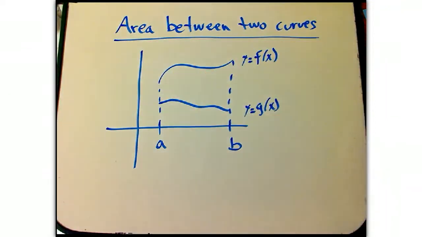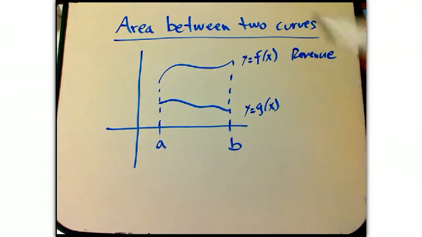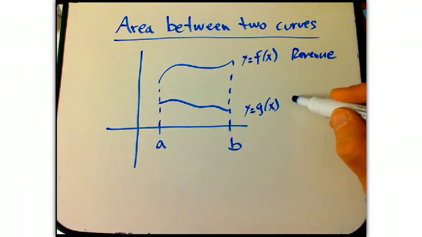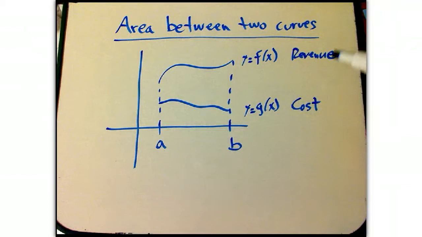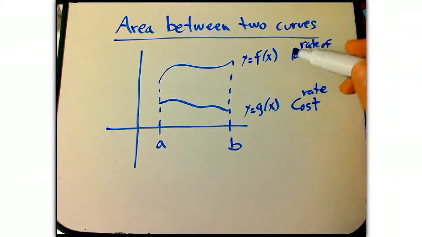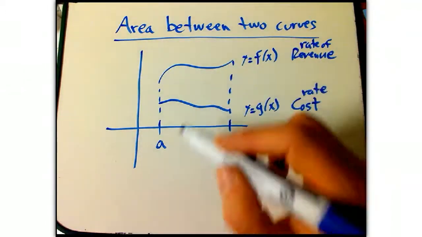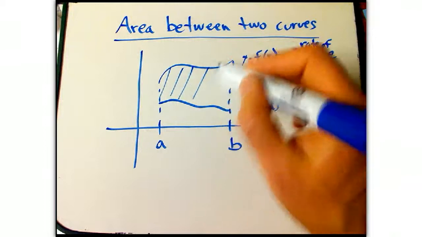So one place you might do this might be the revenue, the daily rate of revenue for your company, and this might be the daily cost. And you want to add up to get the total revenue minus the total cost, or the total profit, because profit is revenue minus cost. So what we want is the total revenue from the rate of revenue minus the total cost, which is the area between these guys.